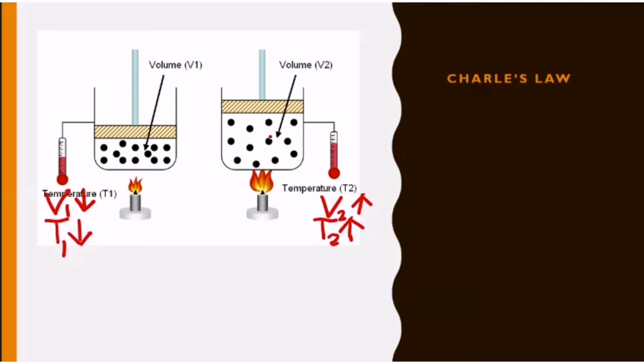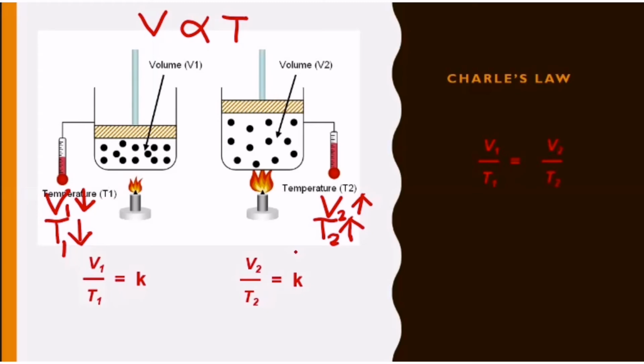So, both of these explain that volume is directly proportional to temperature at fixed amount of mole and pressure. So when we write it as a product of K, we get V1 over T1 equal to K, while V2 over T2 also equals the same K. So after we combine these two conditions, we will have V1 over T1 equal to V2 over T2.